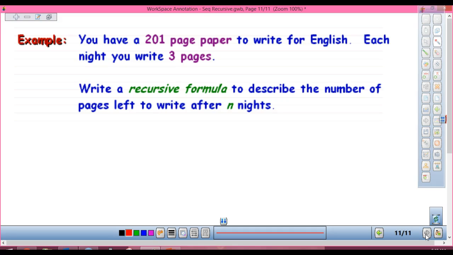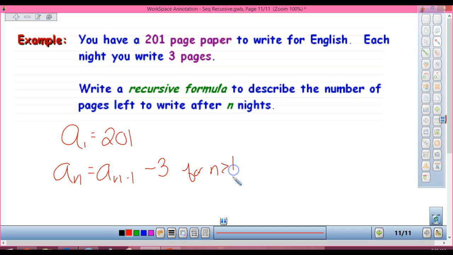...a 201 page paper for English. That's a lot of pages. Holy buckets. That's like your thesis. It's going to take you forever. All right, but A sub 1, how many pages are you going to start with? 201. Because we're looking for how many pages we have left to write. And then A sub n minus 1. And if I'm writing 3 pages, minus 3, because how many pages do I have left? So from that 201, we can subtract pages from that. n is greater than 1. Hard? It shouldn't be.